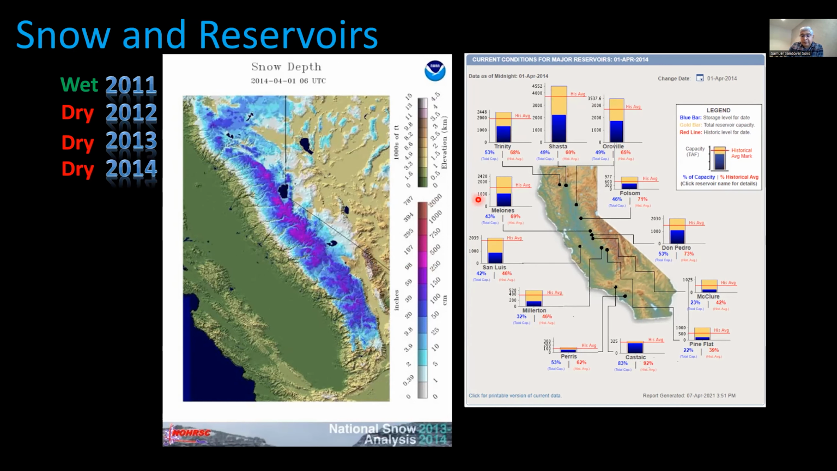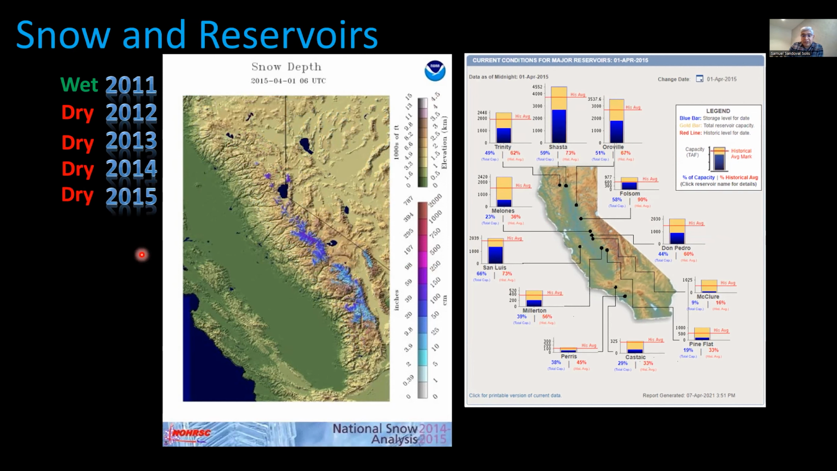By the third year, with no water coming and reservoirs below historic average, you can see that for the following year, reservoirs were way below historic average, actually half full or half empty, and snow conditions still didn't look good because it was another dry year. This is the fourth year of the drought. And as you can see, no rain coming, no snowmelt coming, and all the reservoirs were below storage.